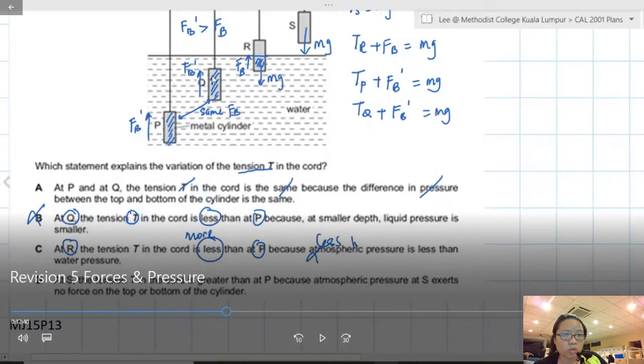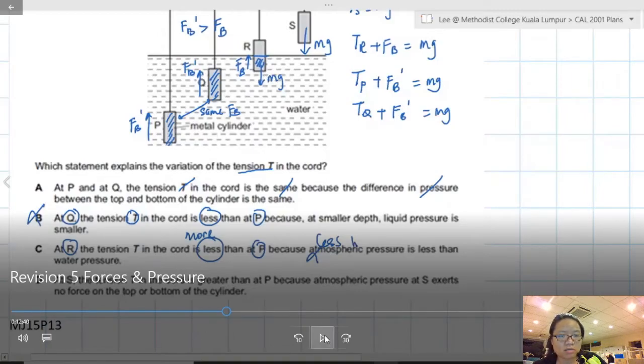B, at Q, tension in the chord is less than P. Cannot, tension is the same. Okay, so at Q, the tension is the same as P. At R, tension should be more because the buoyant force is less. You need more tension to support the weight.